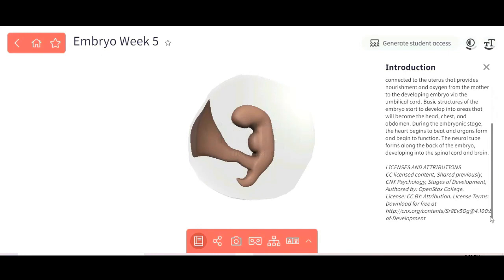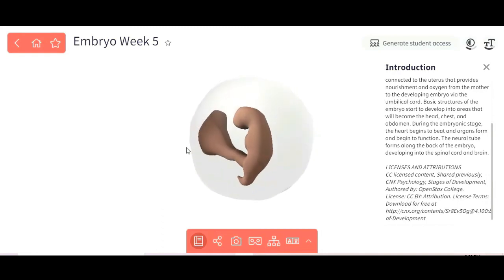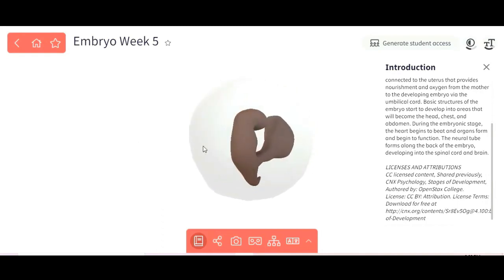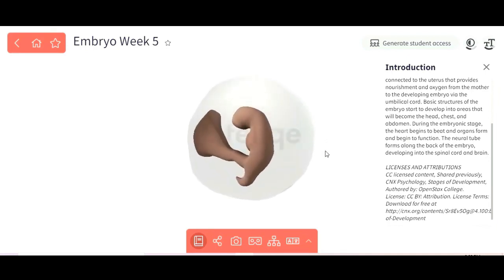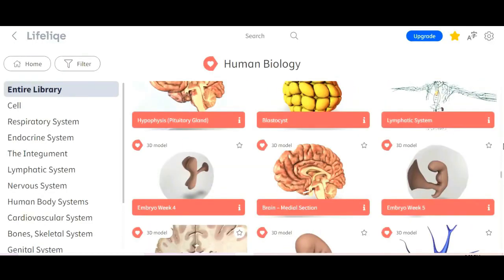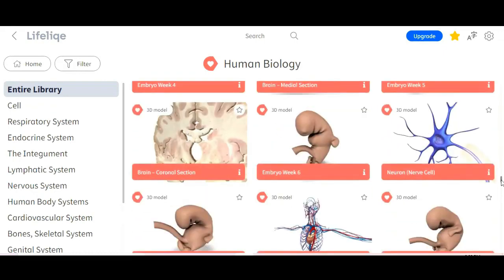So these are the pictures of the embryo in week 5. We can see the structure and the anatomy of the embryo in week 5. And next, we are going to see the embryo of week 6. We can see these animations on the LiveLeak website that you can search in your Google Chrome or Mozilla Firefox.